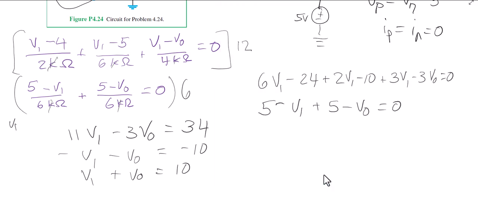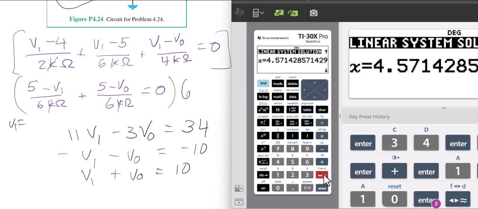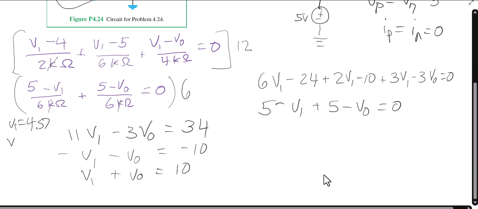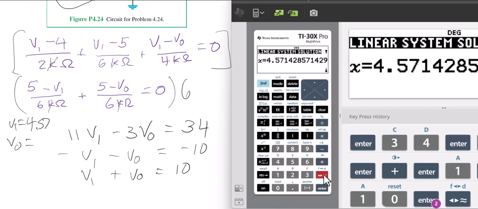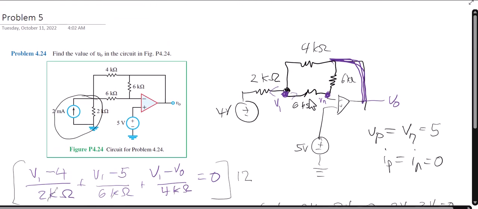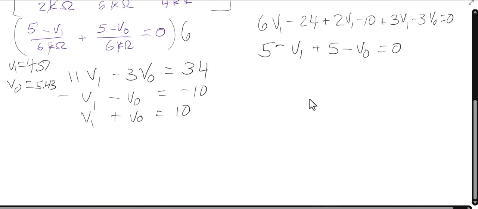And I get that V1 equaled 4.57, but I don't think I was looking for that. V out is 5.43. And the problem said find V out. So V out equals 5.43 volts.